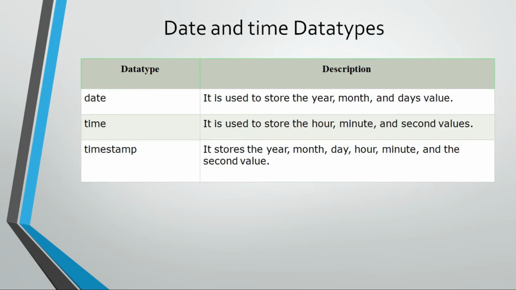In some cases, we want to store date and time values in columns. So you can use date type and time type, or you can use a timestamp type. Date type is used to store year, month, and day values, and time type is used to store hour, minute, and second values. Timestamp stores year, month, day, hour, minute, and second values. So these are the different data types available in SQL.